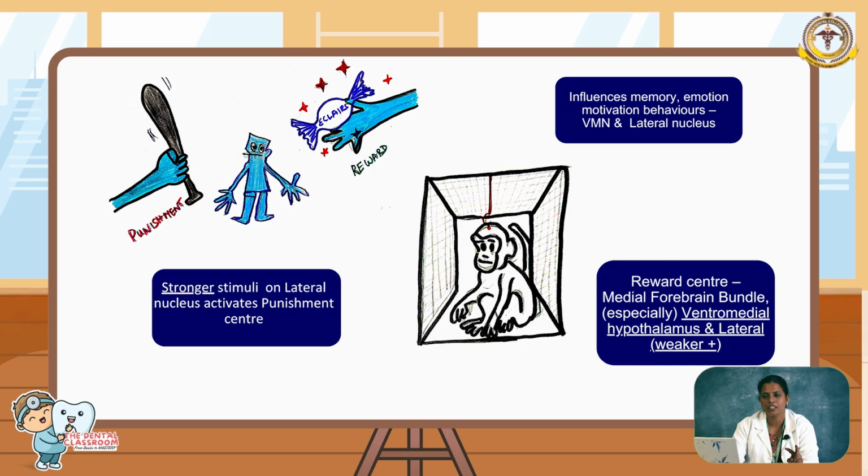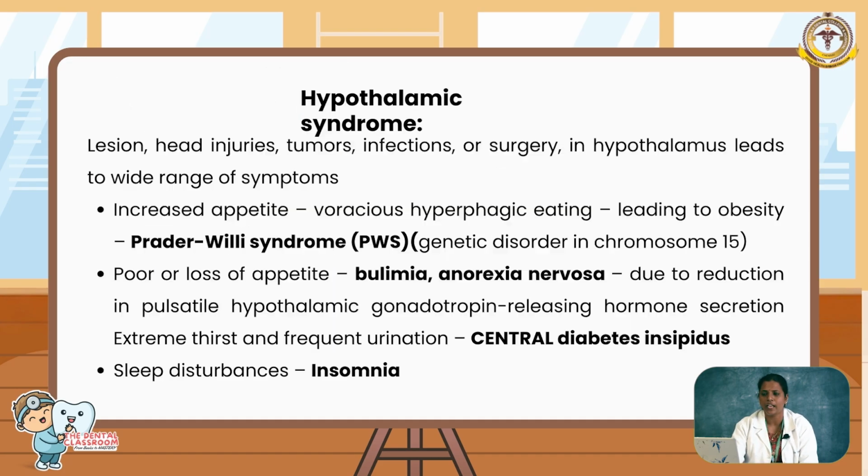So the two centers for the reward and the punishment are your lateral nucleus and your ventromedial nucleus, VMN. So I've put all the functions in a nutshell in this tabular column. You can go through. And lastly, the applied aspects. The applied aspects consist of Prader-Willi syndrome.